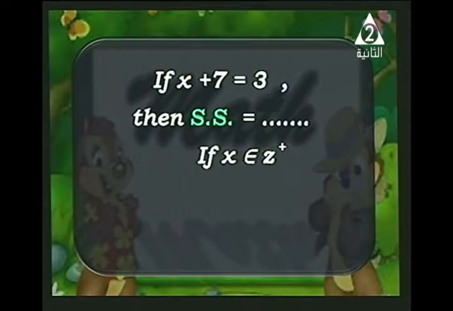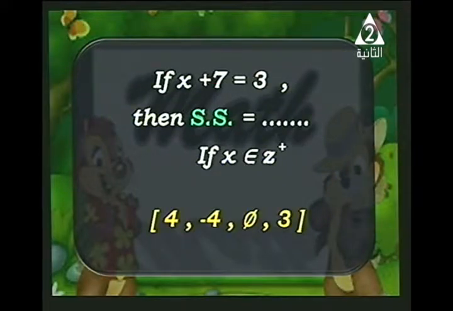Another example. If x plus 7 equals 3, then the solution set equals what, if x belongs to Z positive? Is it 4, negative 4, 5, or 3? First of all, as x plus 7 equals 3, you are going to find the value of x to be 3 minus 7, which gives negative 4. Is negative 4 one of the elements which belongs to Z positive? Of course not. So we can say that the solution set equals 5.